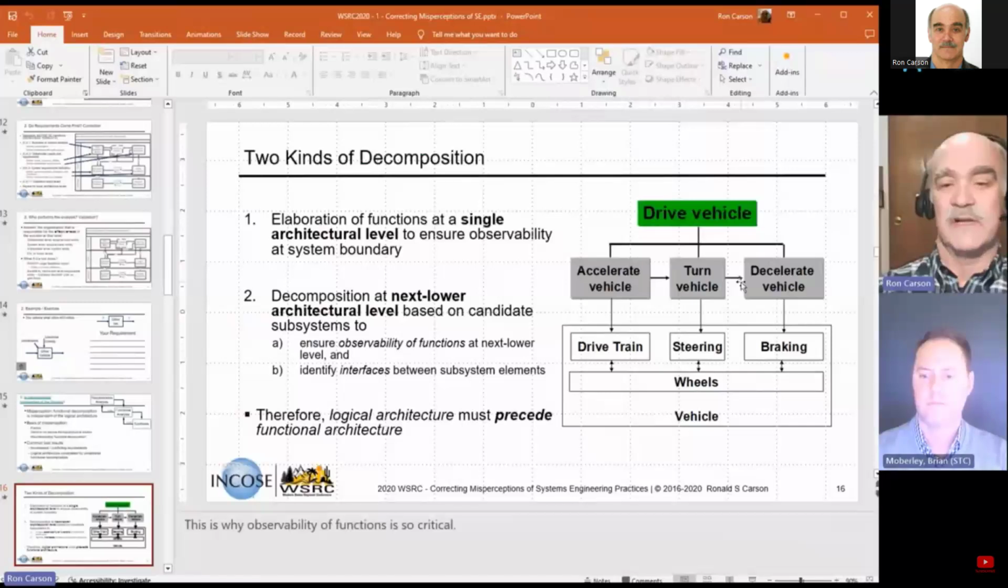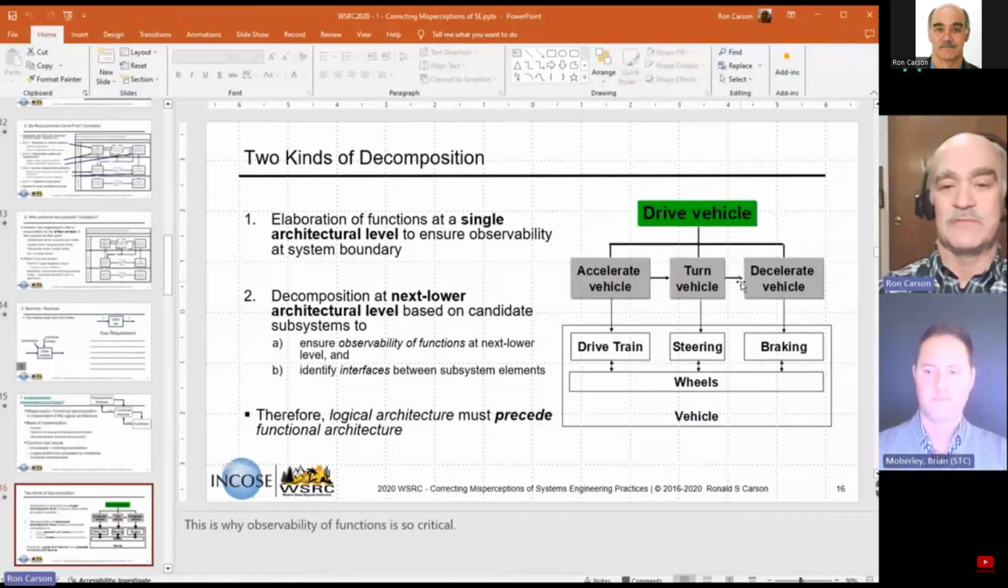but actually had electric motors at each of the four wheels, it could be steered by differential drive of those motors, in which case accelerate and turn are both allocated to the set of four electric motors at the wheels and some control system. Right. In other words, you've got a more highly integrated next lower level architecture, but the functions associated with each of those next lower level elements are quite different.